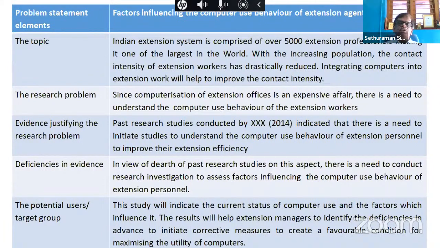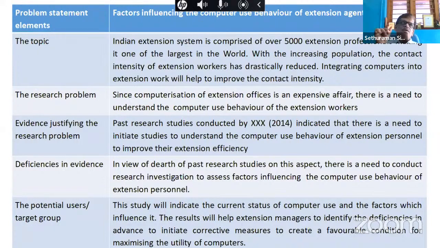The topic you have seen, I have started with the data. That is narrative hook number 1: the Indian extension system is comprised of over 5,000, now it has increased to more than 10,000 extension professionals, making it one of the largest in the world. With increasing population, the intensity of the extension contact is drastically reduced. Integrating computers into extension work will help to improve the contact intensity, because contact intensity means the number of farmers served by one extension agent.